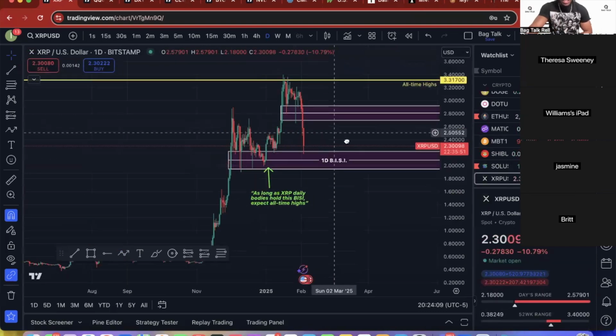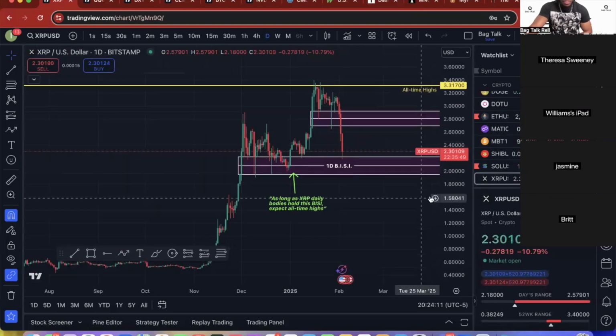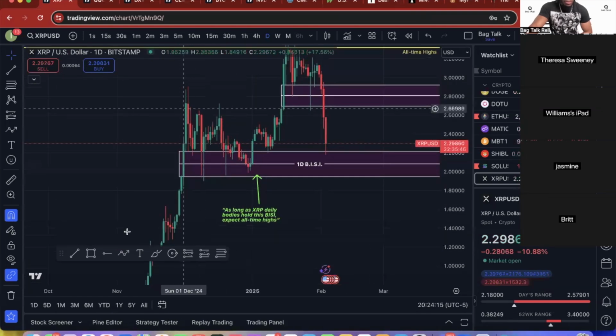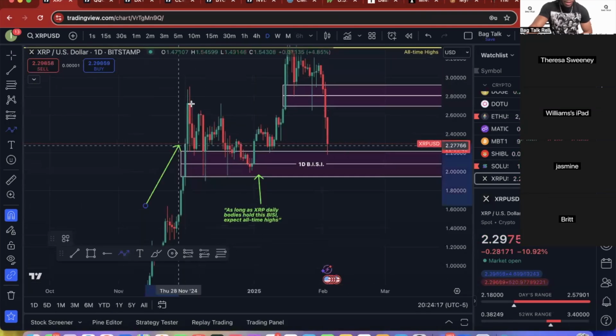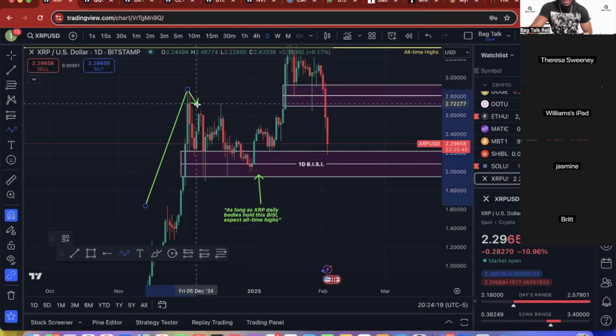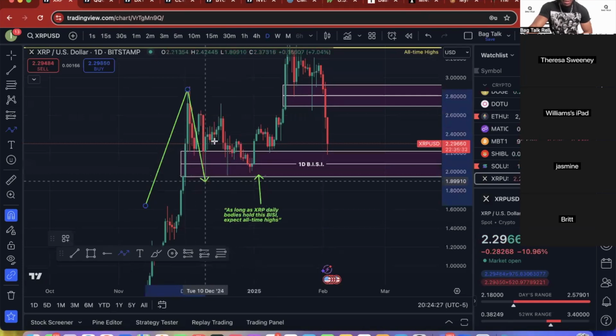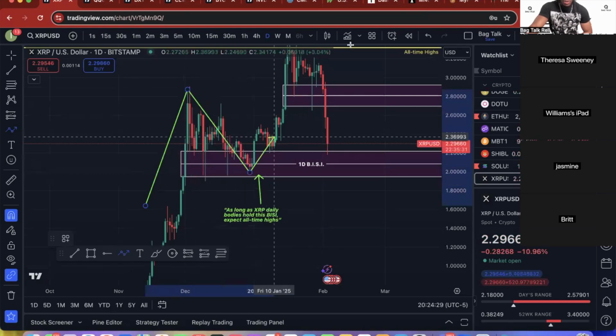True. Look, so you guys may remember when price got right here, I said I'm expecting price to come back to this daily fair value gap. And as long as XRP holds this daily fair value gap, we will go to all-time highs. We consolidated forever, and then XRP ran to all-time highs.